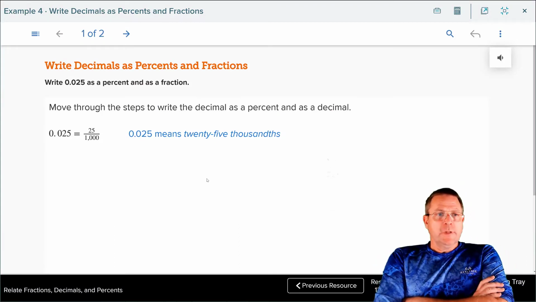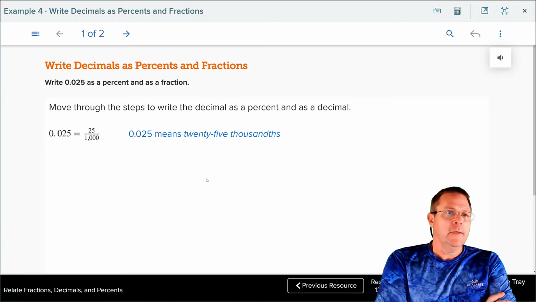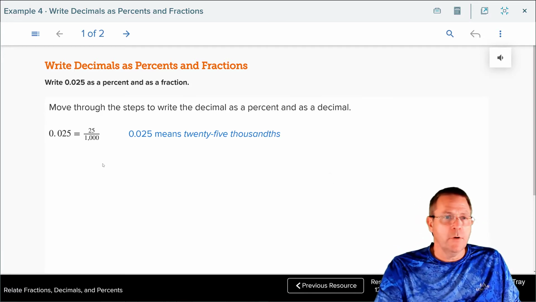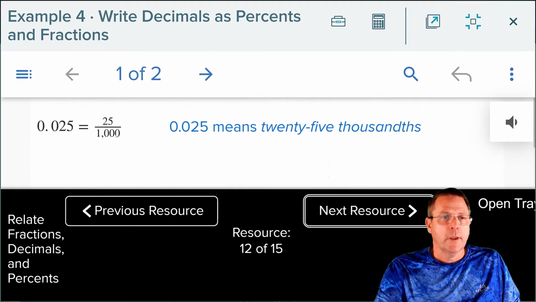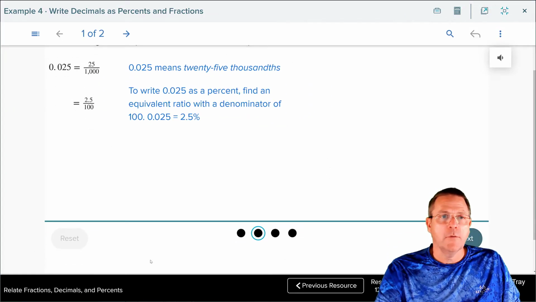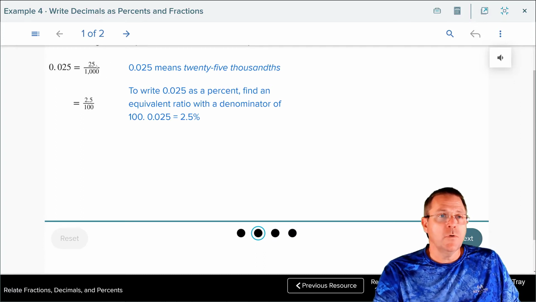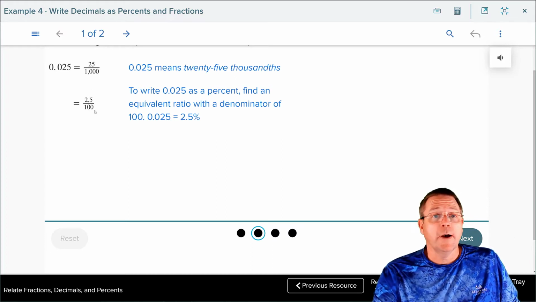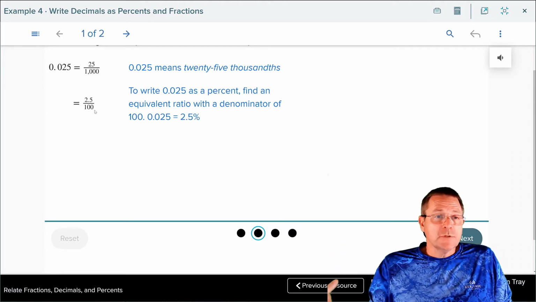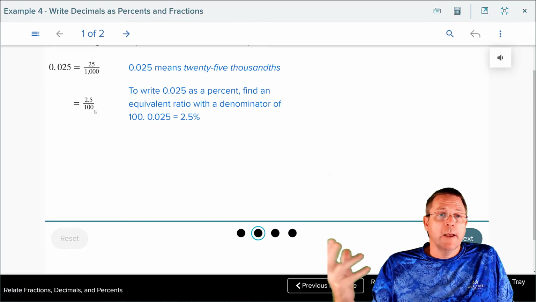Now let's move through some slides here and figure this one out. They gave us 0 and 25 thousandths, which they successfully wrote as 25 over 1,000. But we don't need to work at it from that angle. We're going to keep going from here. They did the loop-de-loop thing I showed you earlier, where they bounced the decimal on the top and the bottom one space, and that gave them the 2.5 over 100. So now they can say that 25 thousandths is the same thing as 2.5%.